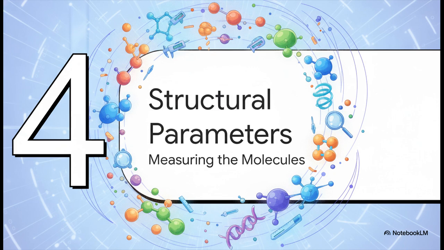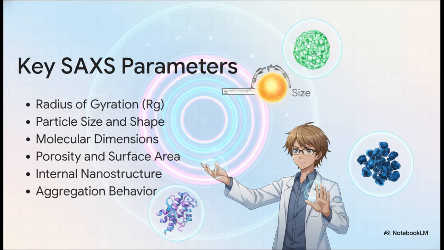Which brings us to Section 4, structural parameters and flexibility, measuring the molecules. The sheer volume of data we can extract directly from a single SAXS scattering pattern is mind-blowing. At the lowest angles, which we call the Guinier region, we can determine the radius of gyration, or Rg. That gives us the overall particle size. Then, as we move to higher angles into the Porod region, we start to learn about porosity and surface area characteristics. We can also nail down molecular weight, overall particle shape, internal nanostructure, and even see if our sample has started to clump together or aggregate. All of this just from measuring the angle of bouncing X-rays.